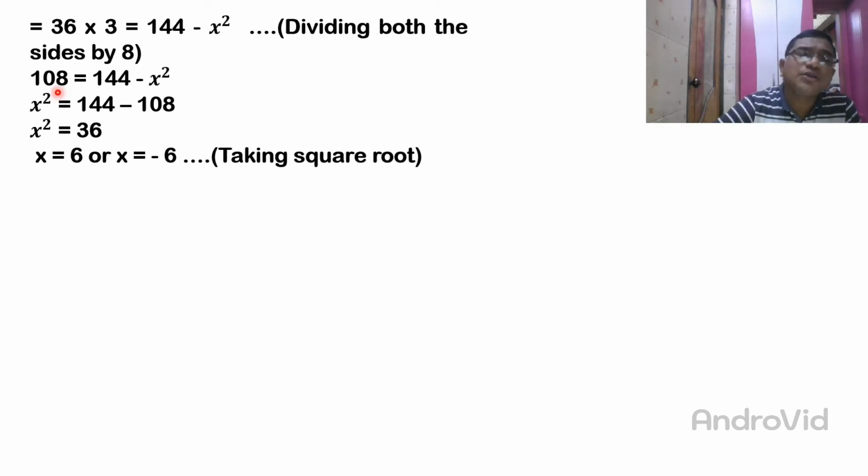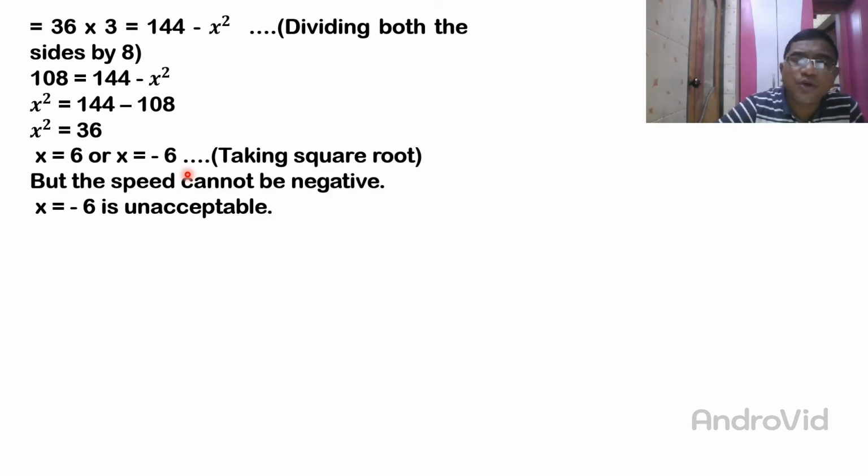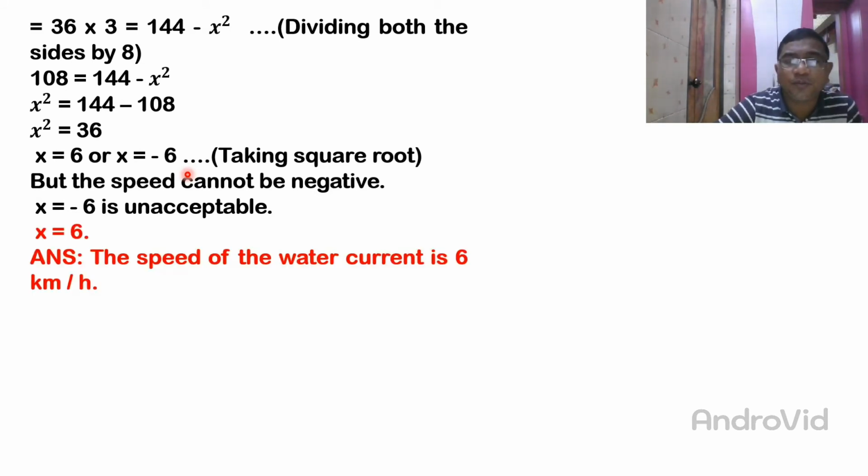Square root of x square is x. 36 square root is 6. This is plus 6. This is minus 6. But the speed is never negative. So x is equal to 6 is the speed of the water current. Is that clear? Very simple. And this problem comes in exams so many times. So you can practice this, and if you don't understand you can ask me again.